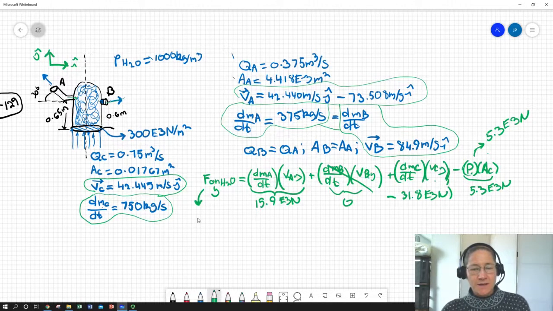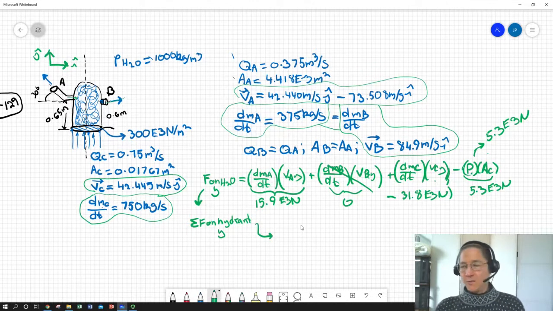So we can say that the sum of the forces on the hydrant, we're going to use action-reaction in the y, can be given by basically flipping them. If we have to exert 15.9 kilonewtons in the y direction on the water at A to get it to shoot upwards out of the nozzle, that means it's pushing downwards on the hydrant 15.9 kilonewtons.